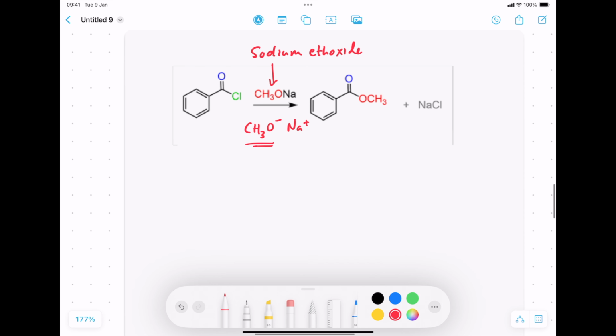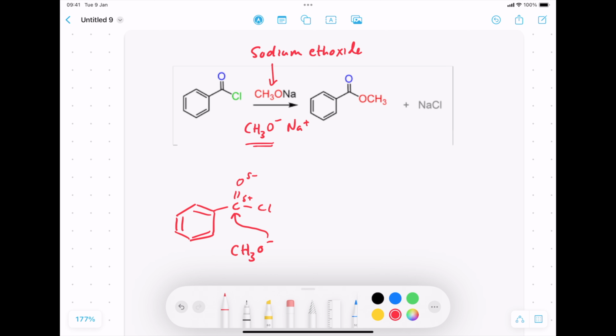So let's take a look at the steps again. So the benzene ring, by the way, it doesn't do anything. It's just attached to the acyl chloride, which is the reactive part of the molecule. So dipoles, let's put them in. So the delta positive is on the carbon, delta minus on the oxygen. And then the same as before, we have the CH3 and then the O-.